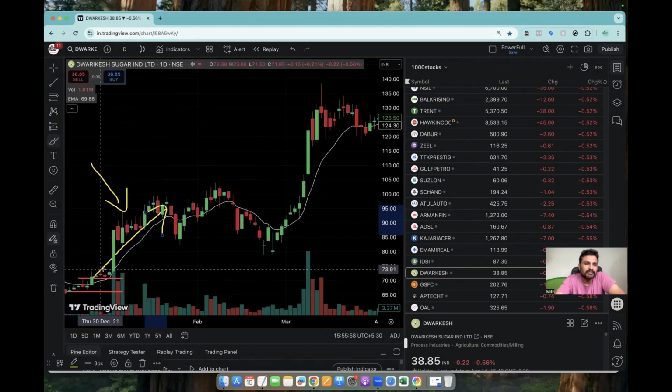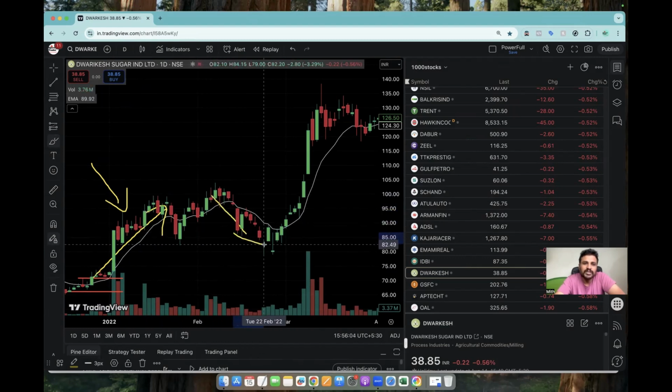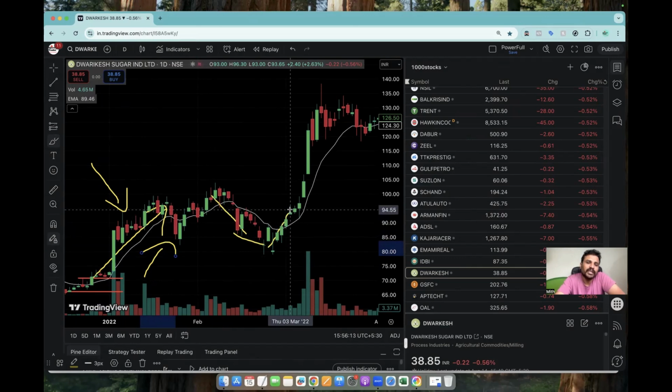So you see that there is a prior trend in this stock, Dwarikesh Sugar actually. Then after that, it dropped below the 10 EMA, right? Then it started resuming its uptrend. Can you see that whatever trend was there previously, it started continuing, and slowly it was coming out of the 10 EMA.